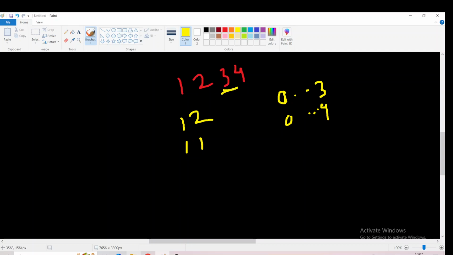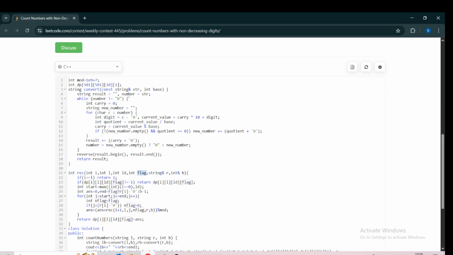Okay, si is 3, so this is strict. In this case the flag is 1, so this is strict, so we can take only till the value of si, 3. But in the second case, the flag value is 0, so we can take any value from 0 to 9 as our next digit. Okay, so this is the flag.